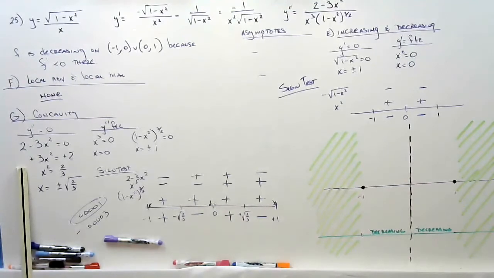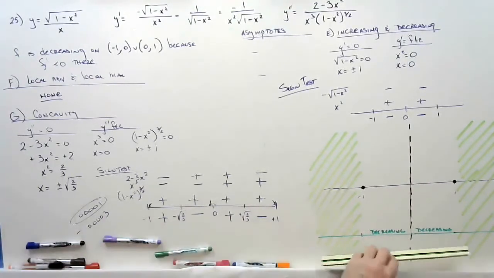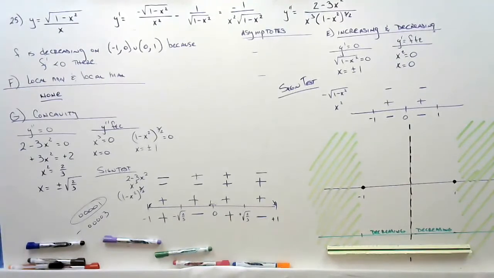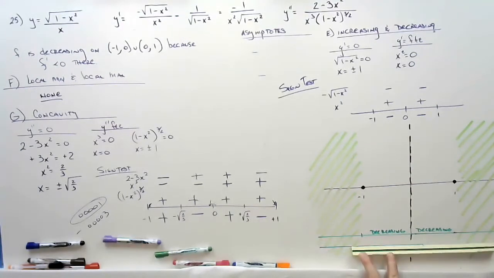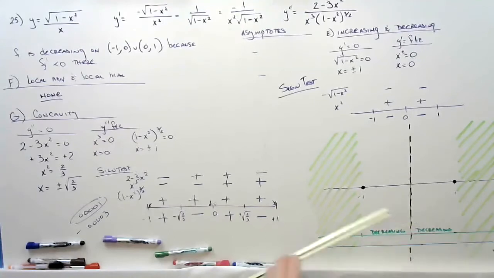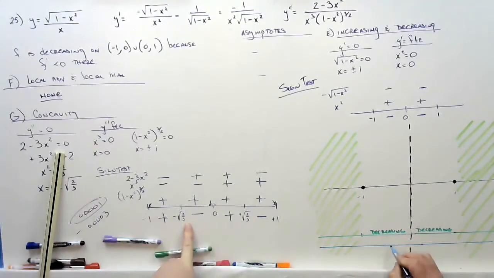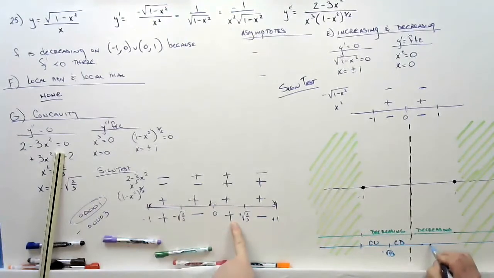Now we have to do our concavity, right? But we have it right here. So we'll draw our line over here. Now from -1 to whatever that number is, we'll just put it right there. From -1 to that number, we're concave up. Then from this number to 0, we're concave down. Now from 0 to this number, we'll put it right here. We're concave up. And from that number to 1, we're concave down.